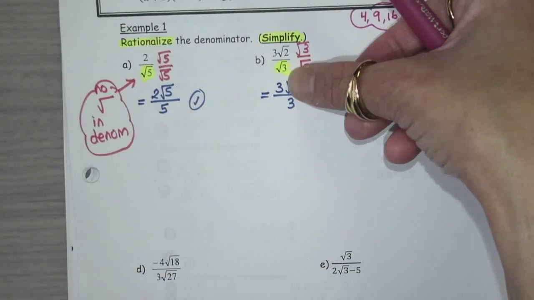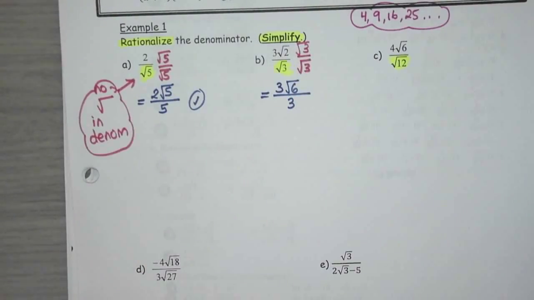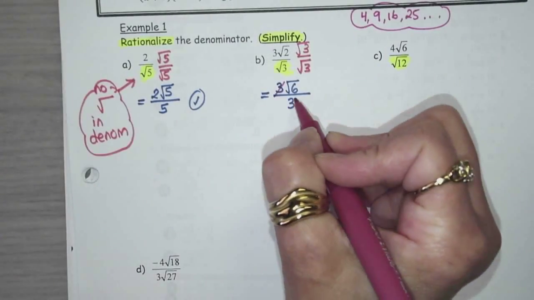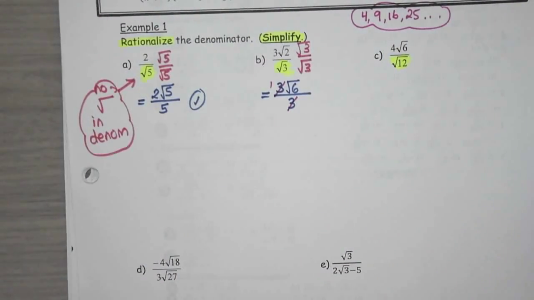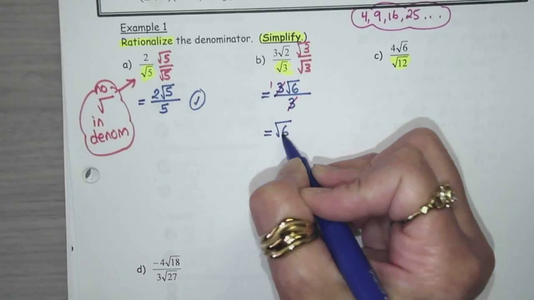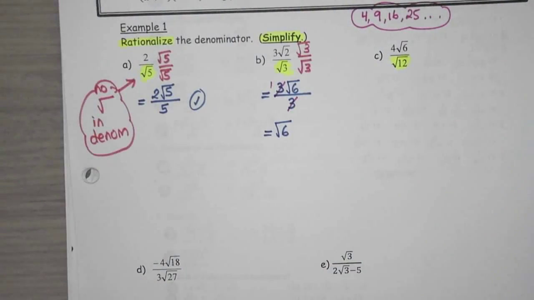So think of that as a fraction, 3 over 3. Can I reduce that? Yeah, right? You reduce the 3 over 3. That reduces to be 1. So then you rewrite it as root 6. So that is simplified as possible.